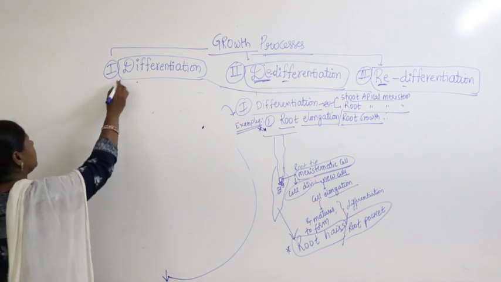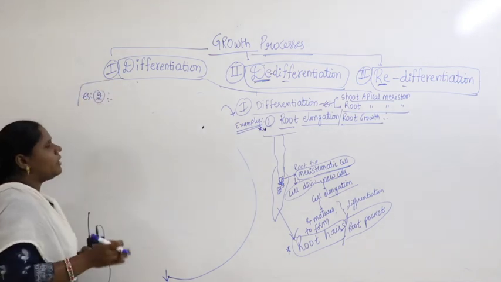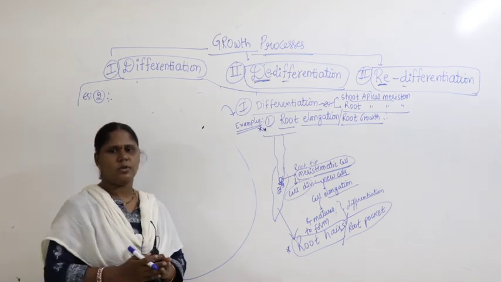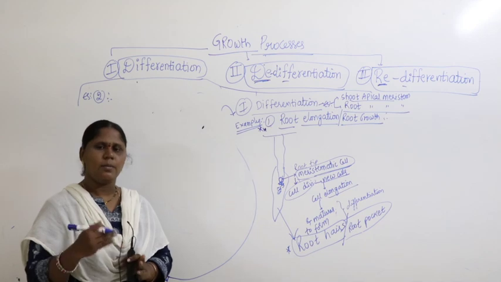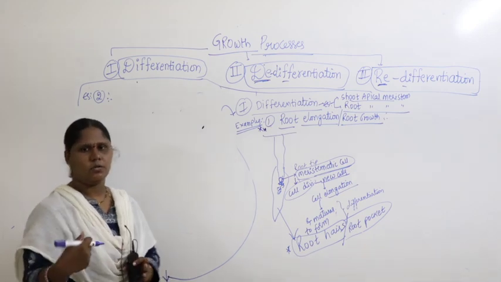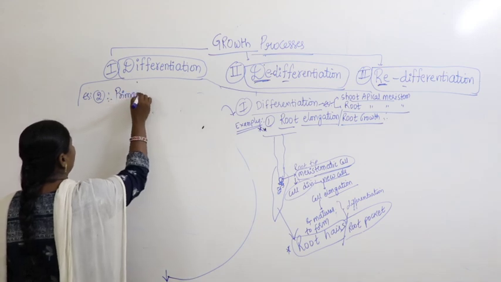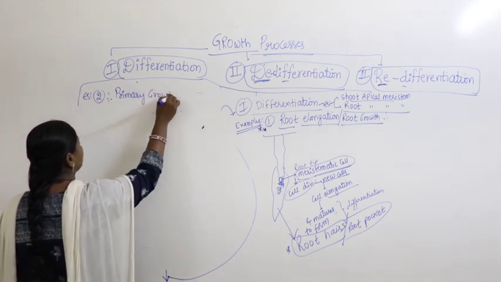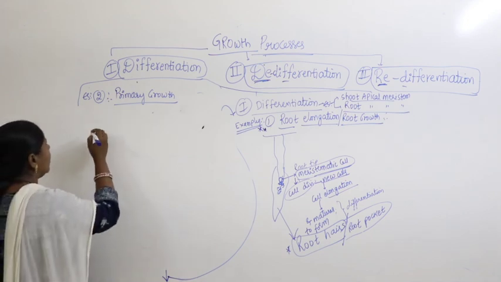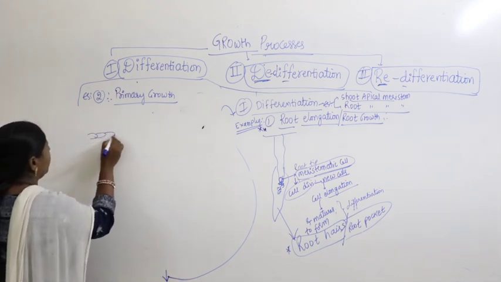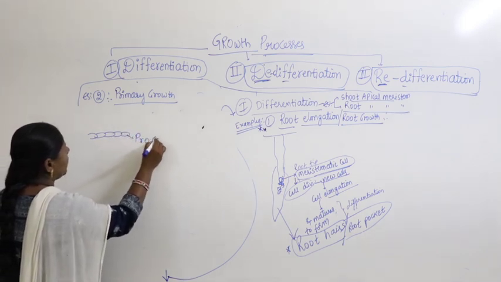Let us continue with example number 2. In the early stages of growth of young plants, that means in anatomy what we studied, primary growth, secondary growth. Do you remember? So, let us talk about primary growth. What happens in case of primary growth? In primary growth, the young plantlet contains procambium. What does it contain? Procambium.